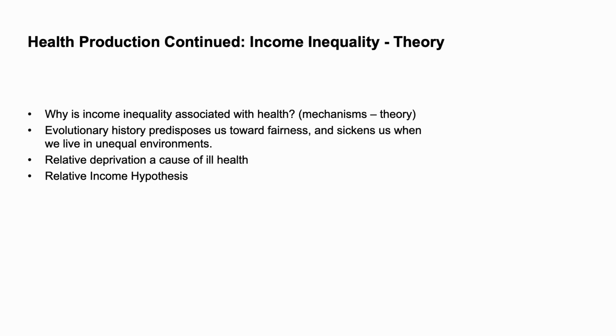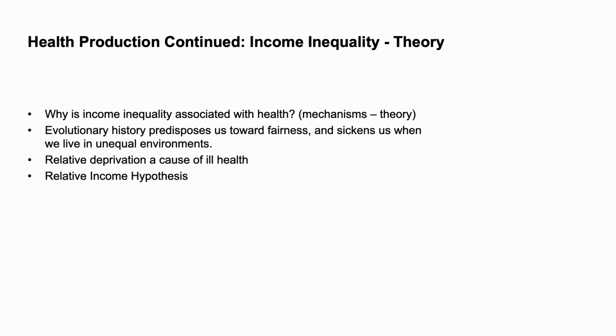The first theory, rooted in evolutionary psychology, suggests that humans are predisposed to seek fairness. We evolved in small, egalitarian hunter-gatherer societies where sharing was key to survival. The argument is that our brains are not well adapted to the vast social hierarchies of modern society, and the stress of living in an unequal environment can lead to chronic illness.